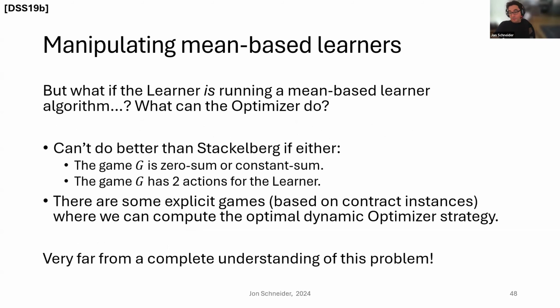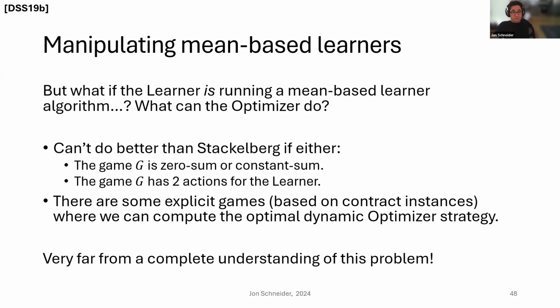Okay. The last thing I want to say about normal form games before we leave the realm of normal form games is to go back to this original question of manipulating mean-based learners. So you can ask, what if the learner actually is running a mean-based algorithm? What can the optimizer do? And the short answer is we know very little about this. We know that you can't do better than Stackelberg sometimes, like it's not manipulable for certain classes of games. For example, if the game is zero sum or constant sum, a lot of these notions collapse.